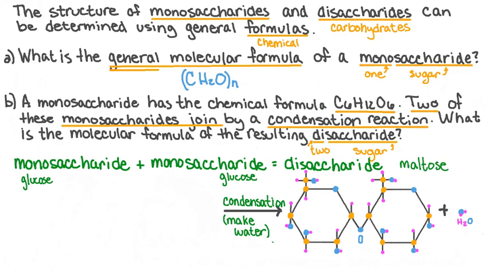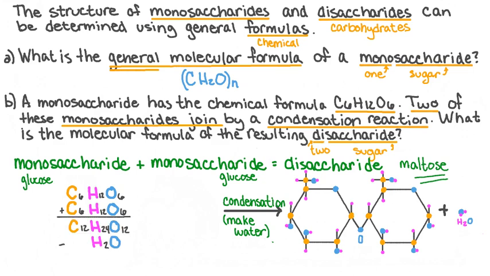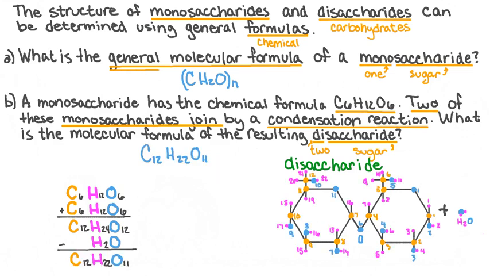So, to figure out the chemical formula, we could count up the number of atoms in our maltose molecule, or we can recall that that maltose molecule was made by joining 2 molecules of glucose together and releasing a water molecule in the process. Either way, you'll come up with the same solution. The molecular formula for the resulting disaccharide is C12H22O11.